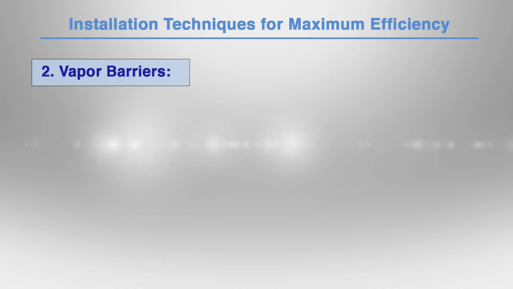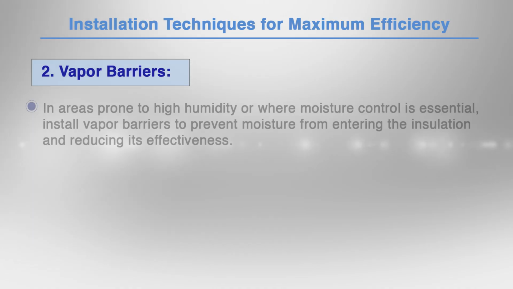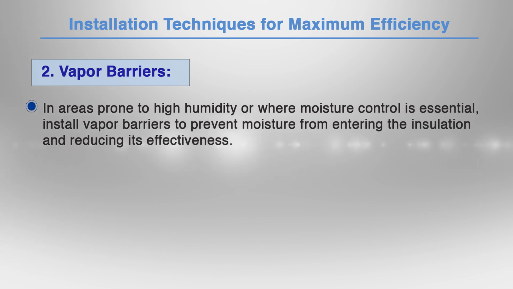Second one is vapor barriers. In areas prone to high humidity, or where moisture control is essential, install a vapor barrier to prevent moisture from entering the insulation and reducing its effectiveness.